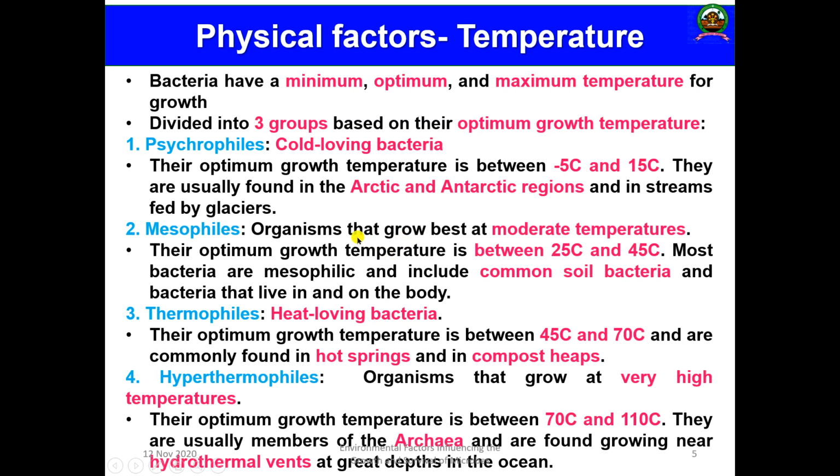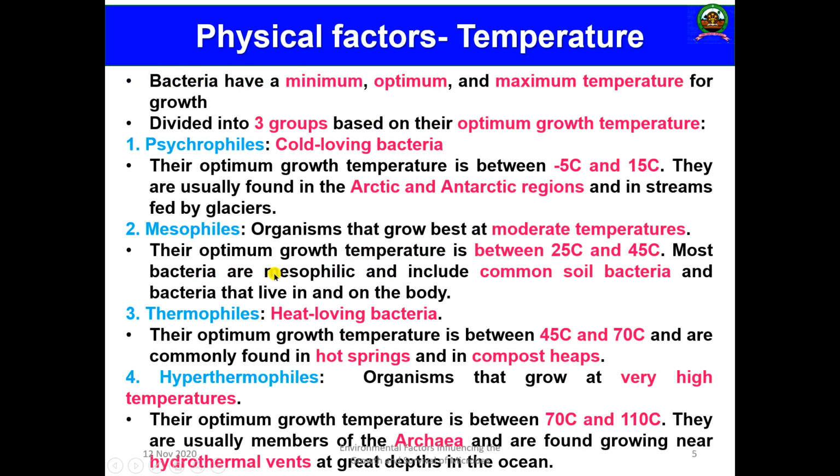Mesophiles are the organisms that grow best at room temperature or moderate temperature. Their ideal or optimum temperature is between 25 to 45 degrees centigrade. Most of the bacteria are mesophiles, including common soil bacteria, and the bacteria commonly present inside our body, in our intestine, our stomach, at our body temperature, you know, that is 37 degrees centigrade. At that particular temperature the bacteria can survive. Such kinds of organisms are known as mesophiles.